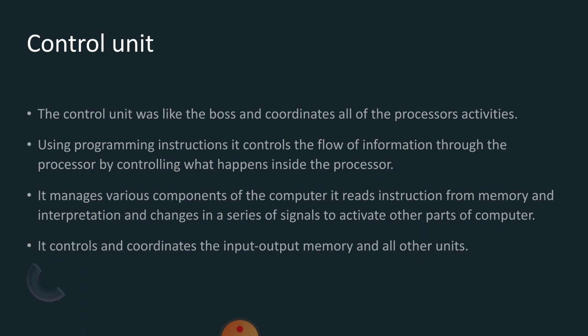Okay, after reading the instruction, what to do? The action will be taken by your control unit, then it passes to some component. It changes into a series of signals to activate other parts of the computer, like input output devices and memory. So all is done by control. All flow of information is controlled by the control unit of your computer.